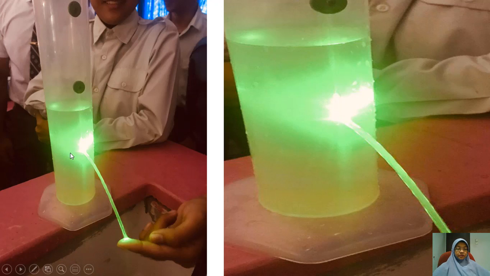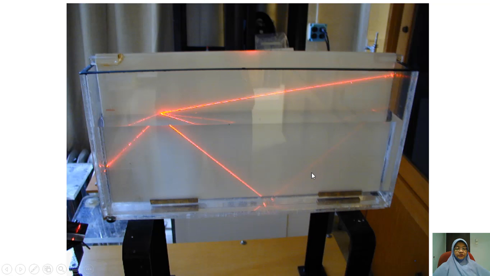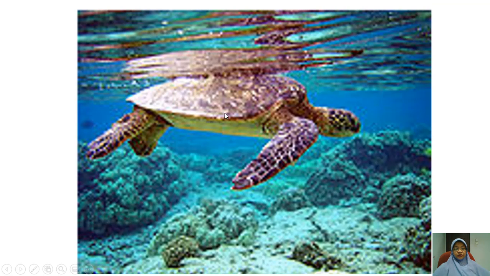Okay, so this is the picture. This is the laser pointer. Again, the light goes from inside water to outside, going away from the normal line, and towards the end it will become total internal reflection. So this is another example of total internal reflection. This is the turtle just now. It is due to total internal reflection, so this is the image formed.